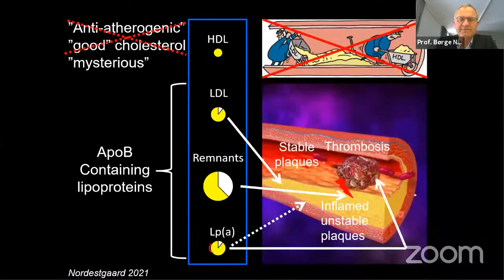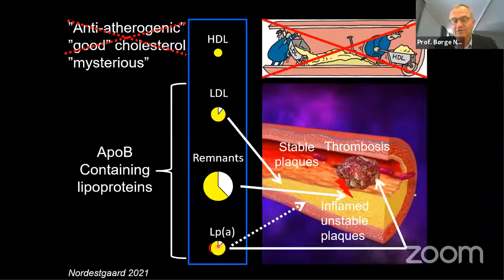So here's my simplified view of the different lipoproteins and how they lead to disease. LDL leads to atherosclerosis, maybe more stable than unstable plaque. Then there are the remnants or triglyceride-rich lipoproteins, also leading to atherosclerosis, but maybe particularly inflamed unstable plaque because of the triglyceride degradation. And then there's lipoprotein little a.